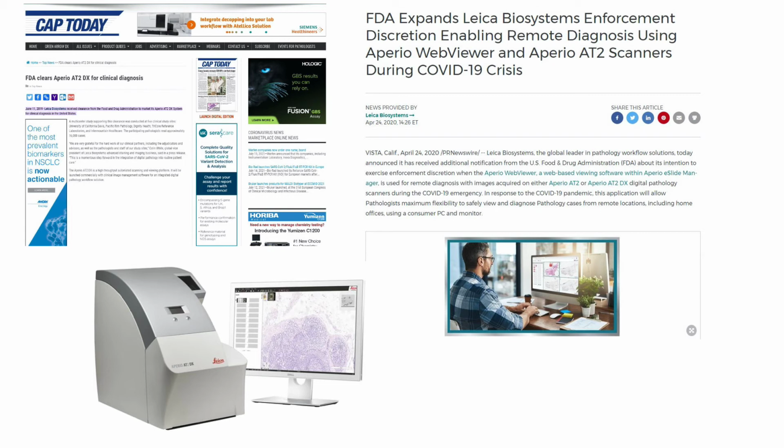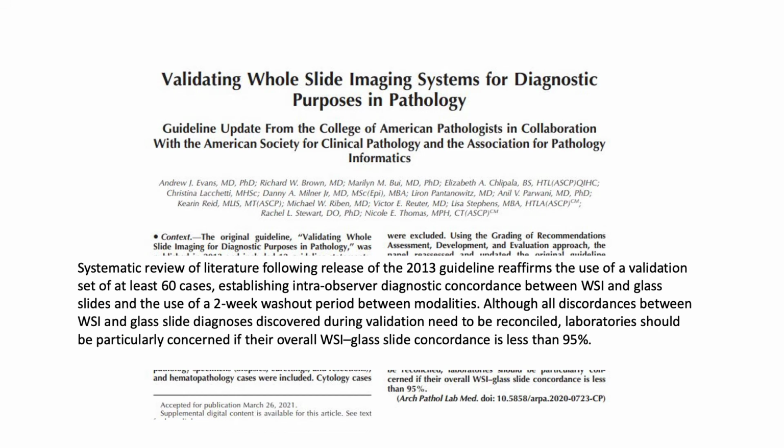In April 2020, FDA approved Aperio Web Viewer and Aperio AT2 scanner for primary pathology diagnosis during the COVID pandemic emergency. This is the newest publication by Andrew Evans and colleagues titled Validating a Whole Slide Imaging System for Diagnostic Purpose in Pathology, which is a guideline update from the College of American Pathologists in collaboration with the American Society for Clinical Pathology and the Association for Pathology Informatics.